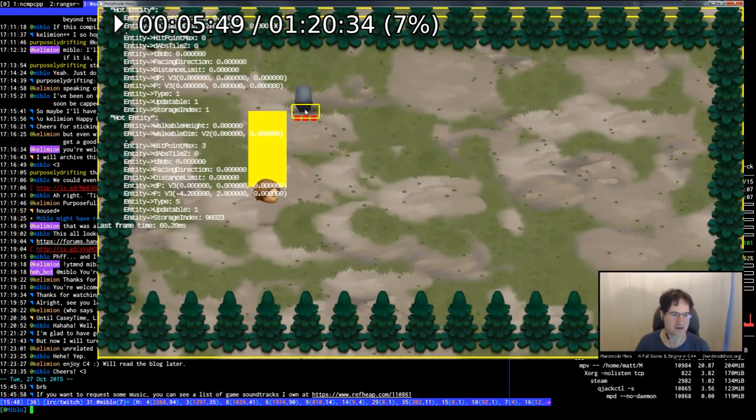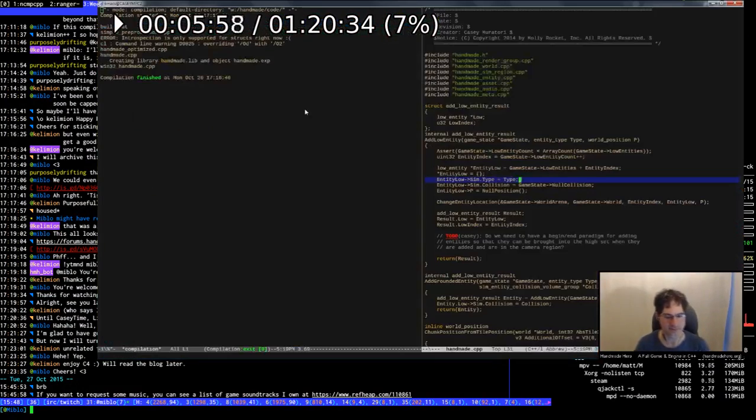Because the last thing we want to do is export complexity from the debug system out into the game, because the debug system's only supposed to be for debugging. It should be as easy as possible to use.